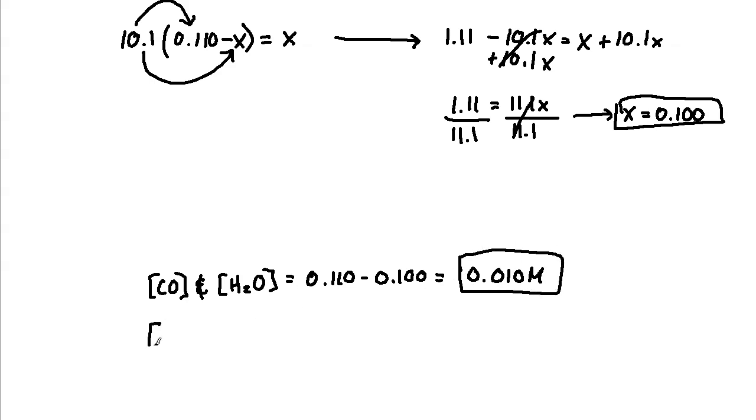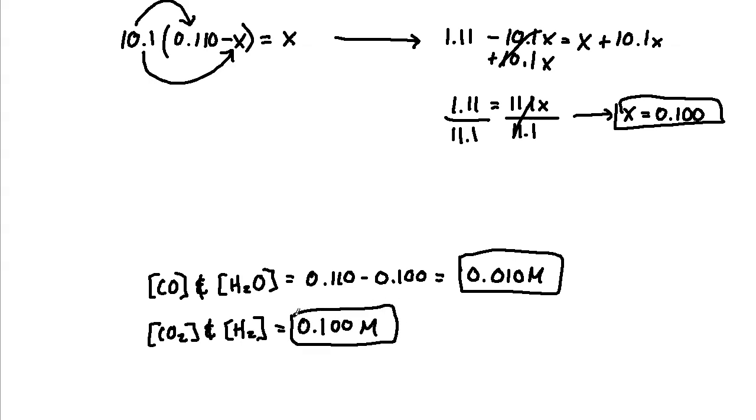And then again, the CO2 as well as the hydrogen gas are both expressed the same way at equilibrium, and they're simply expressed as X. And so that means whatever the X value was, in this case it's 0.100 molarity, is going to be the answer for those. So hopefully this helps you further understand the square root method.